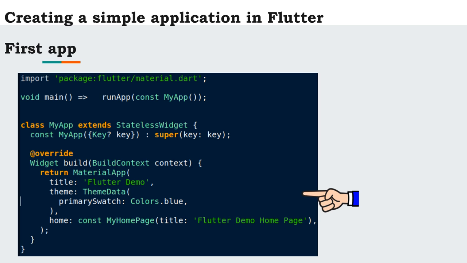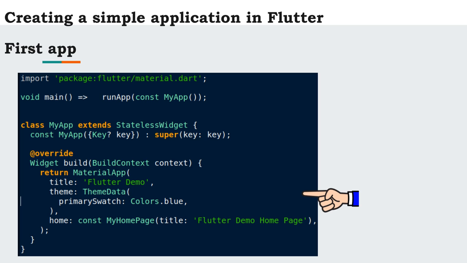The method returns a Material App widget. It is called Material App because it uses Material Design, which is a design language developed by Google in 2014, and today it is one of the biggest trends in design. Material App is a convenience widget that wraps a number of widgets that are commonly required for material design applications.